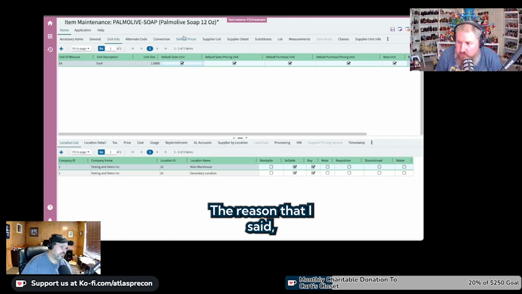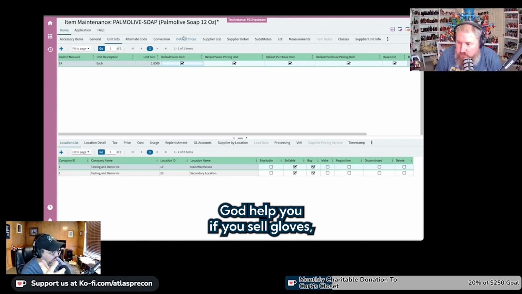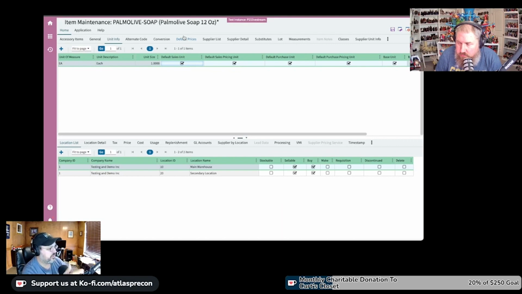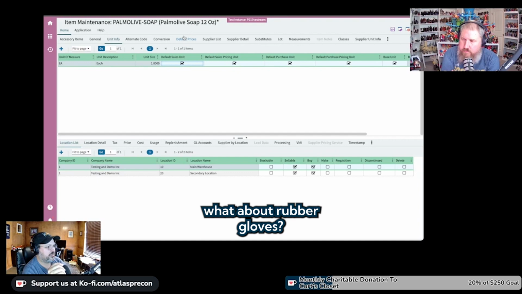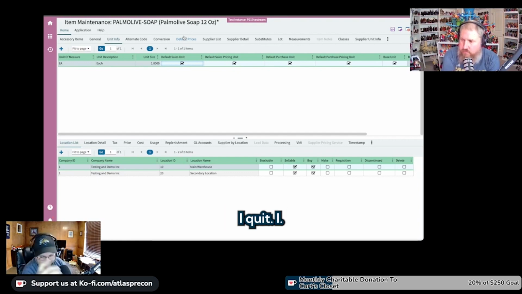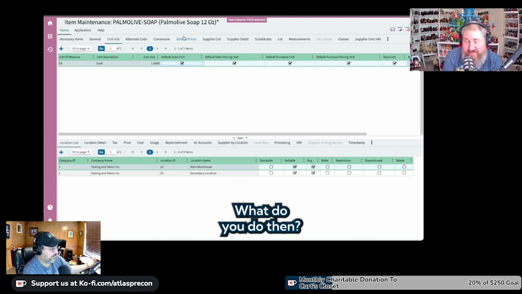The reason that I said God help you if you sell gloves is because I spent an hour explaining this. And I said, look, the base unit of gloves is a pair. That's it, right? A dozen can be derived from a pair, blah, blah, blah. And then they were like, what about rubber gloves? There's no left or right. And I'm like, I quit. Unit of measure, a glove. Yeah. What do you do then?